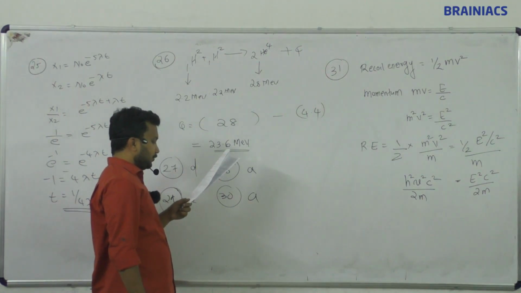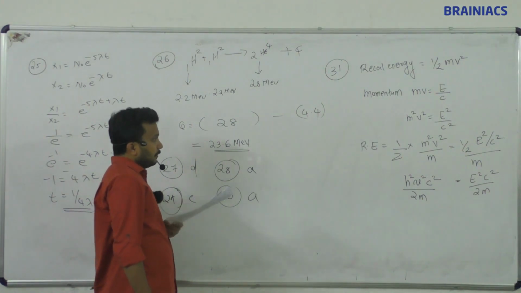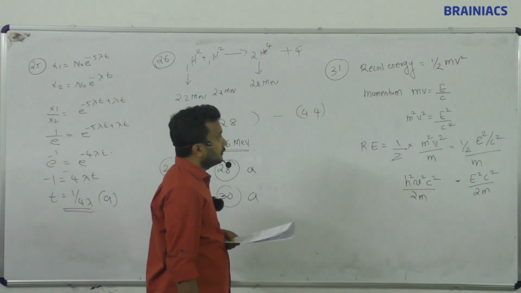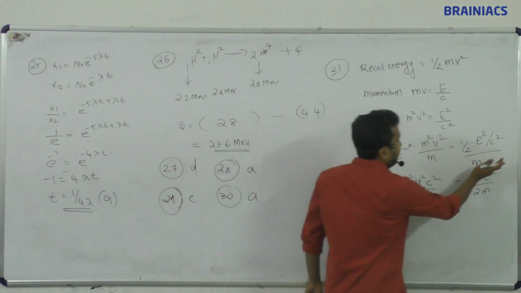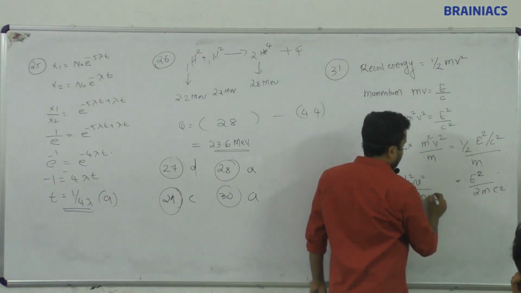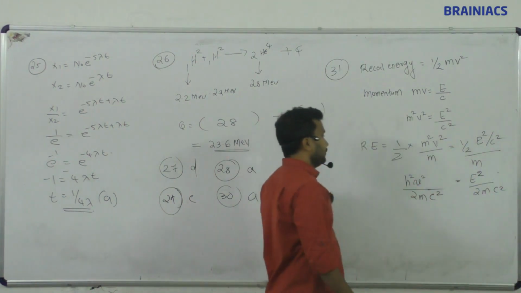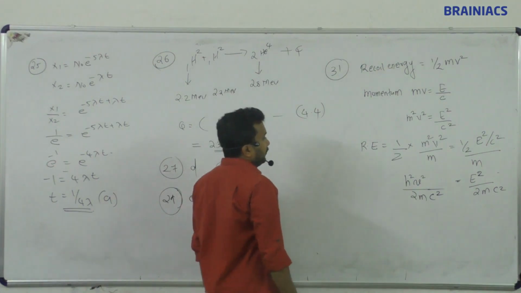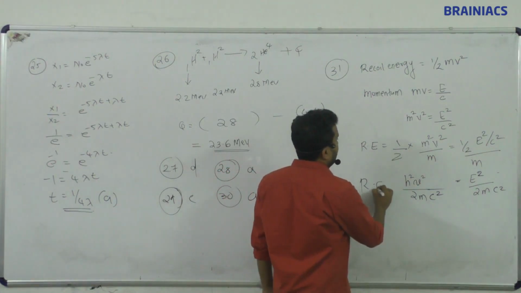h square nu square divided by 2m. c square will come to the denominator. h square nu square by 2m c square. This is the recoil energy.